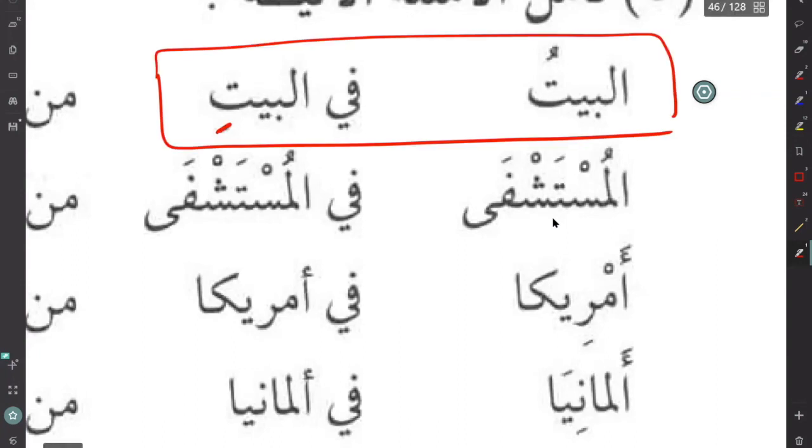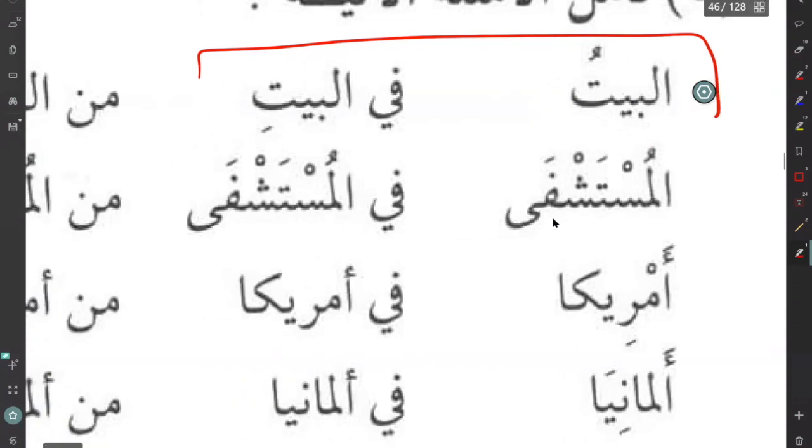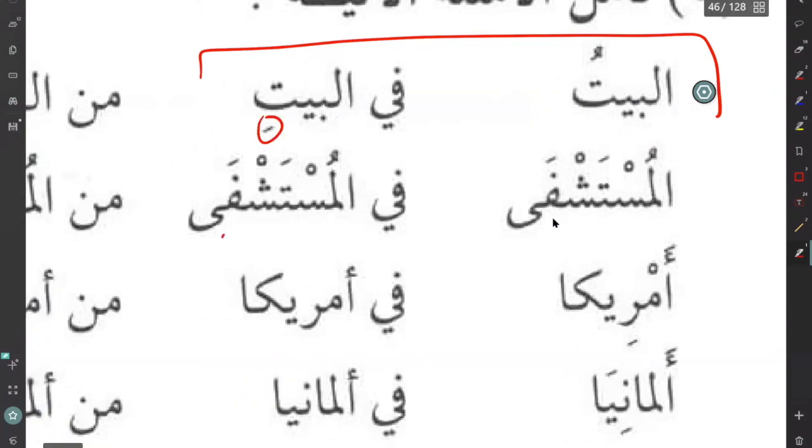Al-baytu, fil bayti. Fil bayti, right? It's the rule. We know this, right? It's a preposition, jar, and the next one is ismu majrur. That means after a preposition, you always get kasra. So al-baytu, fil bayti. Is it clear? Because now what is happening? Al-mustashfa, fil mustashfa. Whoa. What happened to the kasra? Why is there no kasra here?